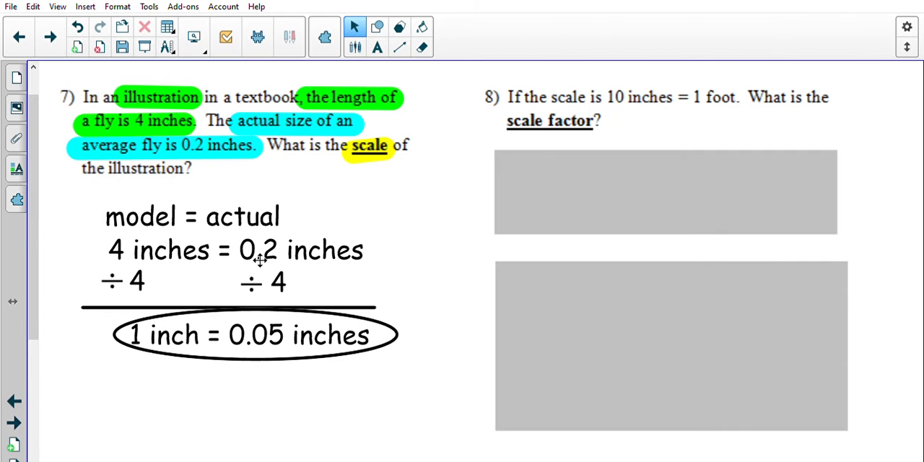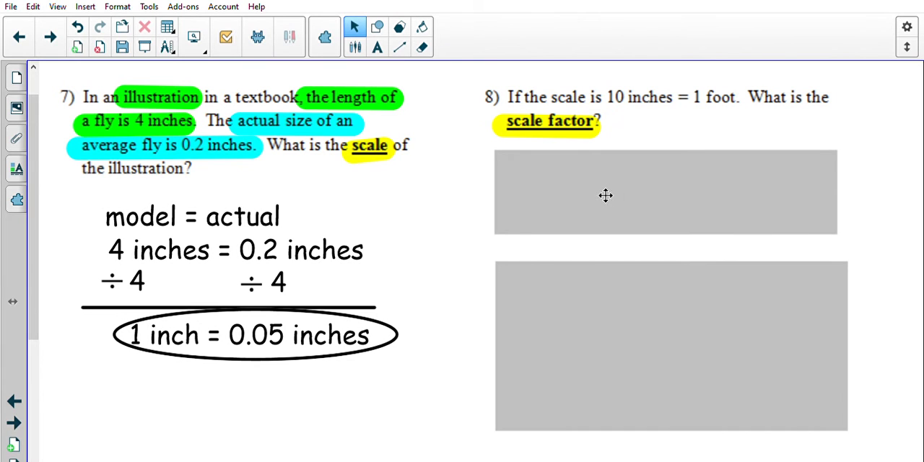Number 8, also a typo here. It says if the scale is 10 inches equals 1 foot, that should be comma and a lowercase w for what is the scale factor. Remember that scale factor is a fraction. We've seen lots of examples of this. There's also an extra practice sheet that goes along with this too if you need some more practice.